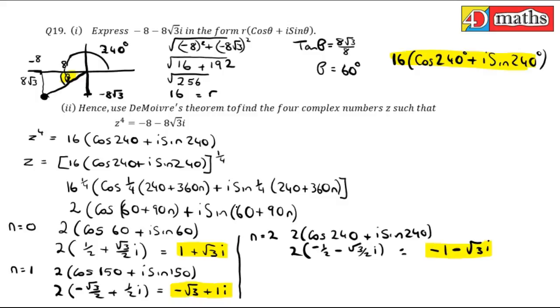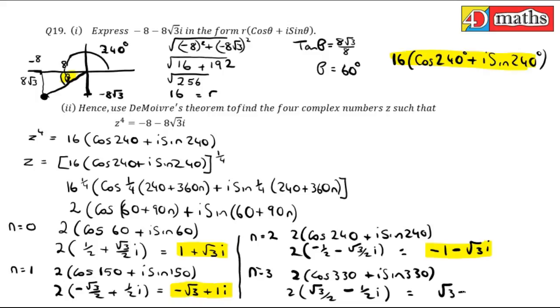And one more answer because you're looking for 4 roots, n equals 3. So this is 2 cos, and if you substitute 3 in for n here, you get 330 plus i sin 330. Working this out, cos of 330 is root 3 over 2 plus sine of 330 is minus a half i, and multiplying that out, you get root 3 minus 1 i. So there's my fourth root.